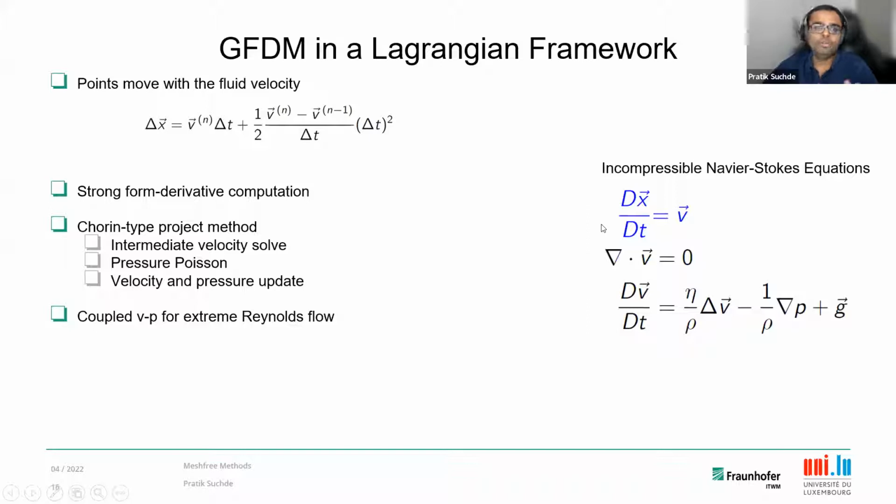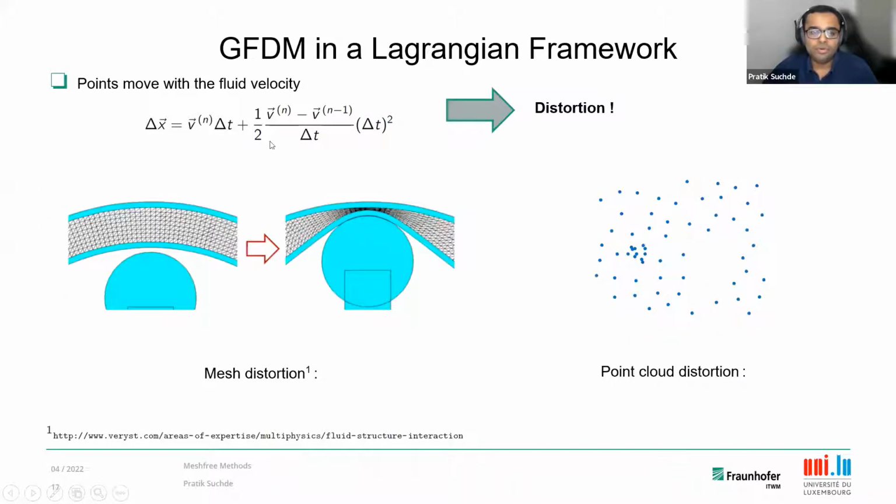Now I want to go on to the Lagrangian framework. You can essentially think of only incompressible Navier-Stokes for now, although this idea applies to the more general modeling that I mentioned earlier. One thing you need to do is move points with the fluid velocity. That's how you would do it in a Lagrangian framework, even with a mesh. The other notions of how to solve for the velocity and pressure are something I won't go into details for today. I want to focus mainly on what this movement leads to.